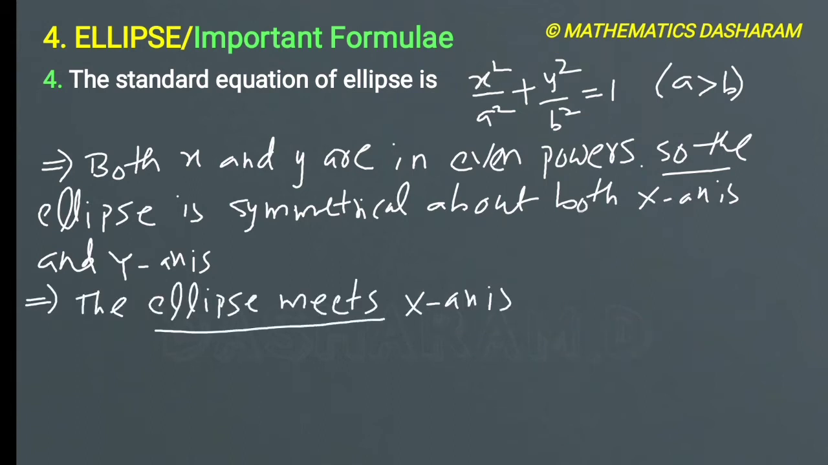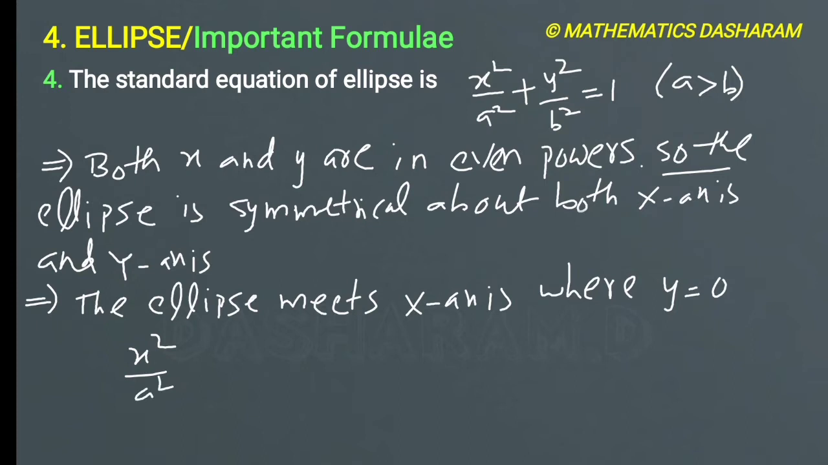If the ellipse meets the x-axis, then the x-axis equation is y equals 0. Substitute this value in the standard form, then you will get x square by a square equals 1. This implies x square equals a square, then x equals plus or minus a.